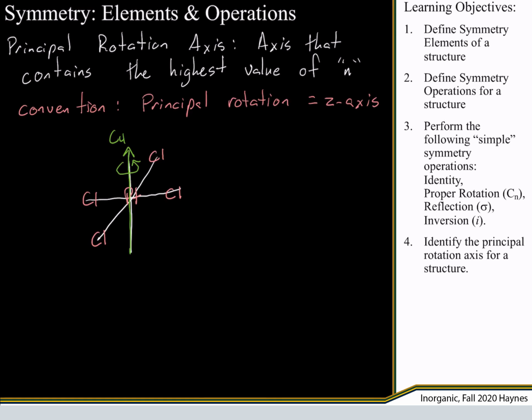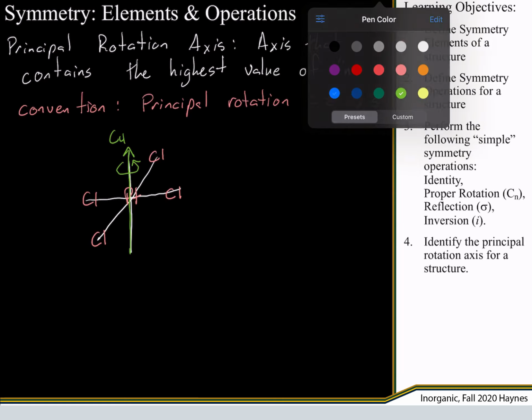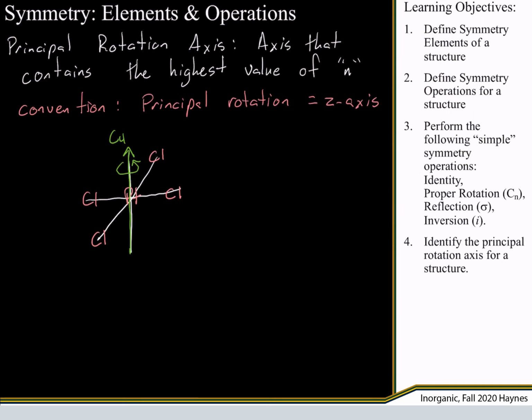And we know that this axis contains also a C2. So we could describe this in several different ways. Now there's other different C2 axes that we could draw here. So this is our principal rotation, but what other proper rotations do we have? So let's pick another color here, maybe a nice blue. We'll see that we actually have other C2 axes, right?